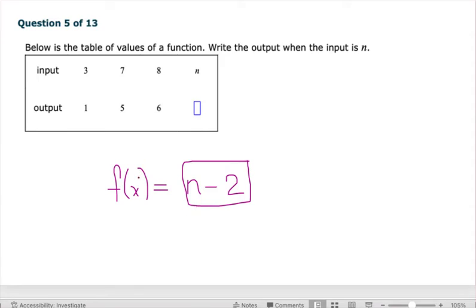So the answer, remember, f of x is your output. Okay, f of x is your output. So now, when we plug in an n, we end up with an n minus 2 as the output. So this is our answer right here.